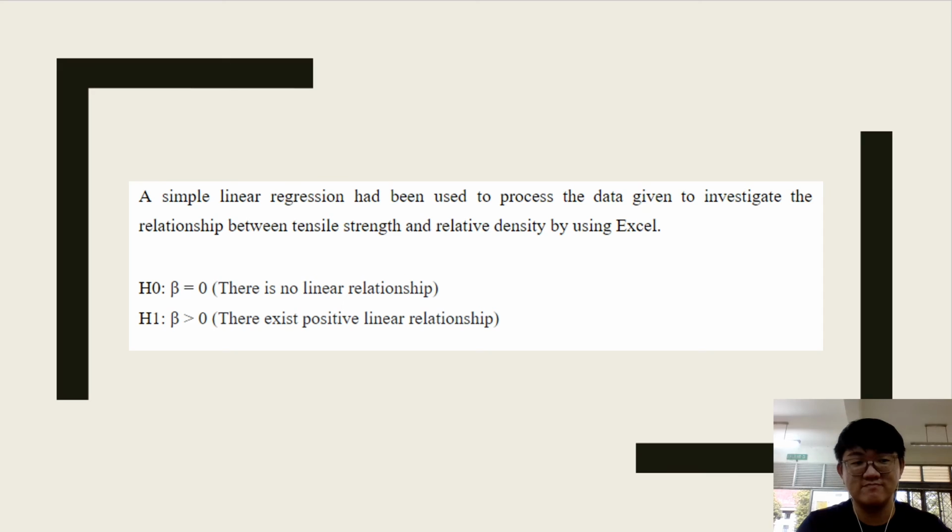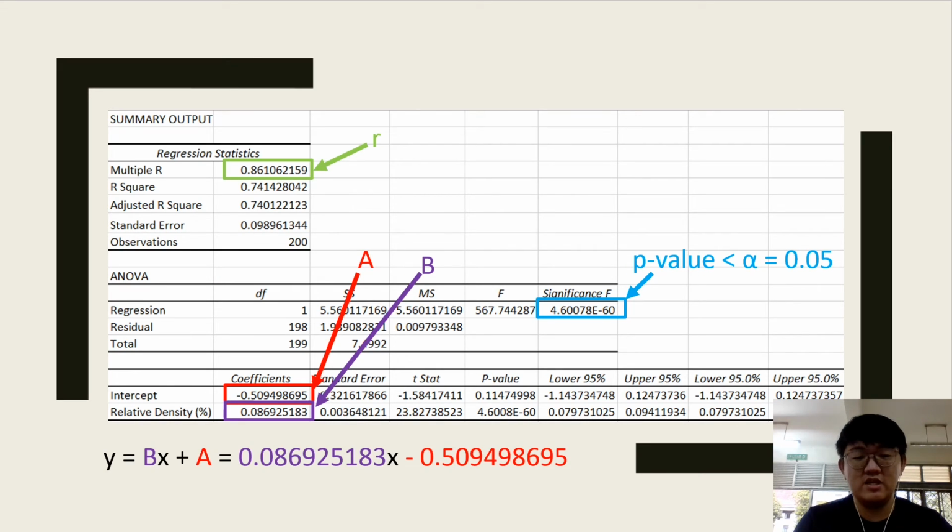and relative density. Based on the simple linear regression that we performed in Excel from the data given, this is what we obtained. The Pearson correlation coefficient R is equal to 0.61062159, which is close to 1. And the p-value obtained is 4.60078 times 10 to the power of negative 60, which is much lower than alpha, which is equal to 0.05. Hence, both of these values indicate that there is a strong positive linear relationship between tensile strength and relative density.